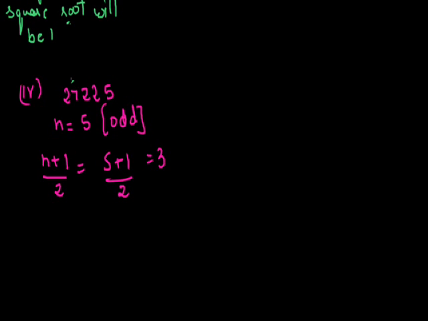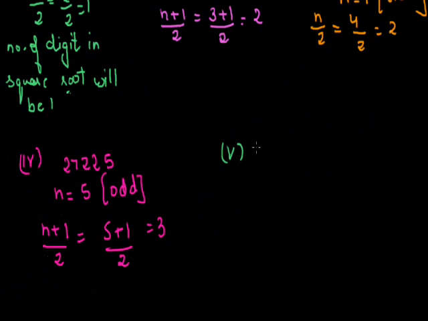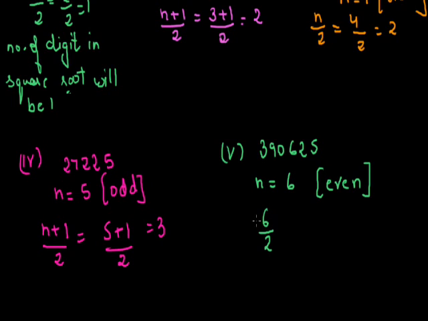The last part, fifth part, the number is 390625. So the value of n in this case is 6, which is even. So I can directly say that the number of digits in the square root will be equal to 6 upon 2, that is n upon 2, that is equal to 3.